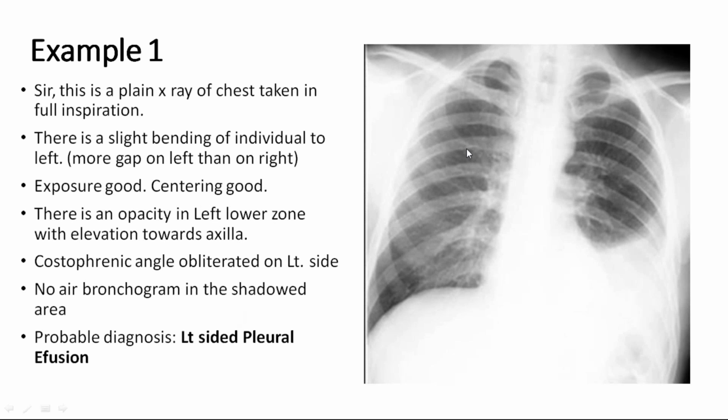This is an example. For example, I'll show you this X-ray. Sir, this is a plain X-ray of the chest taken in full inspiration. So many ribs are seen. Exposure is good, and it is properly centered. The costophrenic angle is obliterated on the left side, sir. There is no air bronchogram inside this opacity. Probable diagnosis, left-sided pleural effusion.